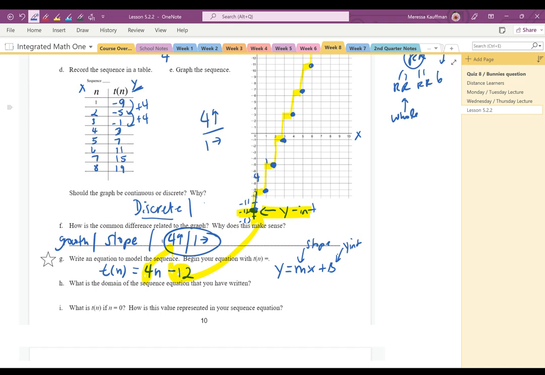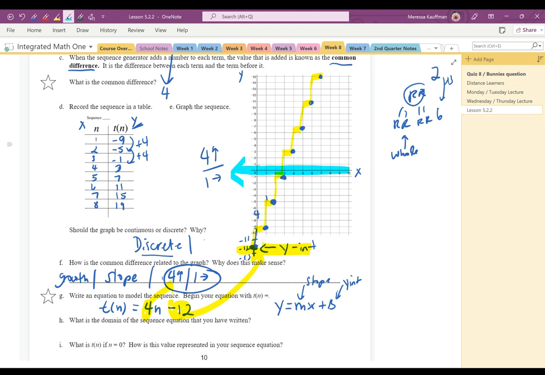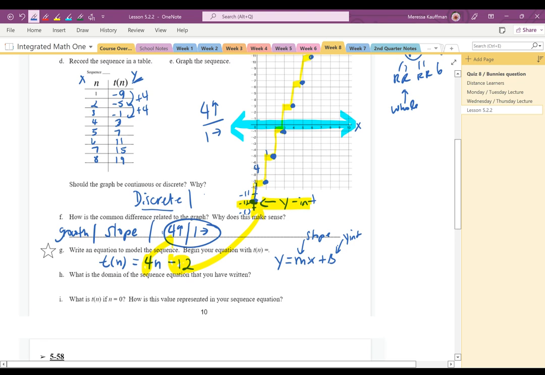Okay, what is the domain of the sequence of the equation that you have written? Remember, the domain means all these x values right here. Well, it looks like it goes from 0 all the way out to 7, but it could really keep going. It could keep going this way, and this way, and nothing would restrict it. So our domain, if there's no restrictions, would be from negative infinity to positive infinity.